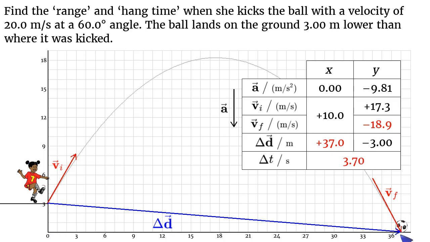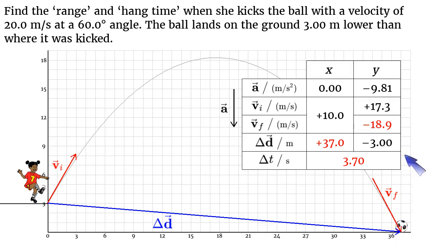The second thing the question asked for was the hang time, and we calculated that the soccer ball spent 3.70 seconds as a projectile from the time it left the player's foot until the time it made contact with the ground. Now, sometimes the question will ask you for an answer in polar form.